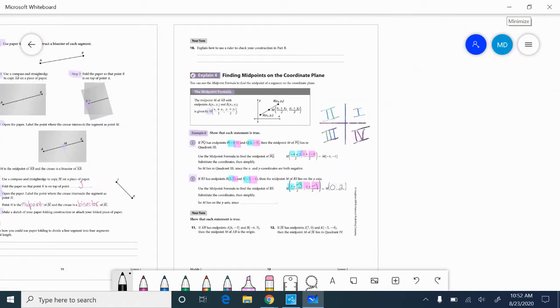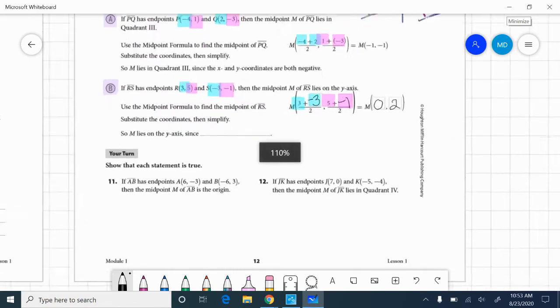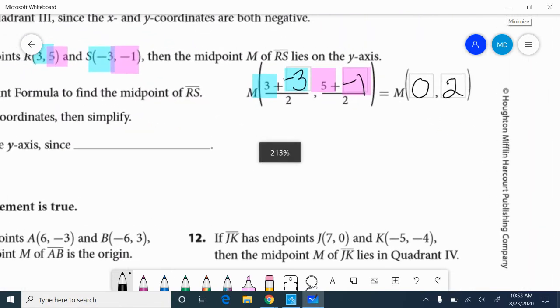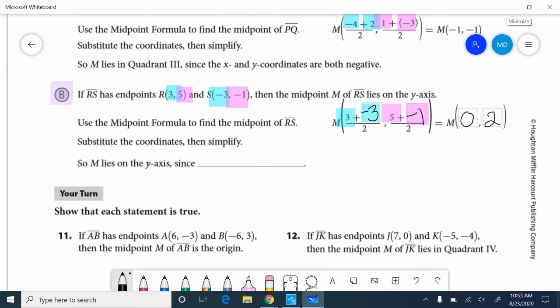Oops. See, I did that thing again where I try writing and then touching the screen, and then it just goes crazy. Okay, so because the x coordinate is 0.